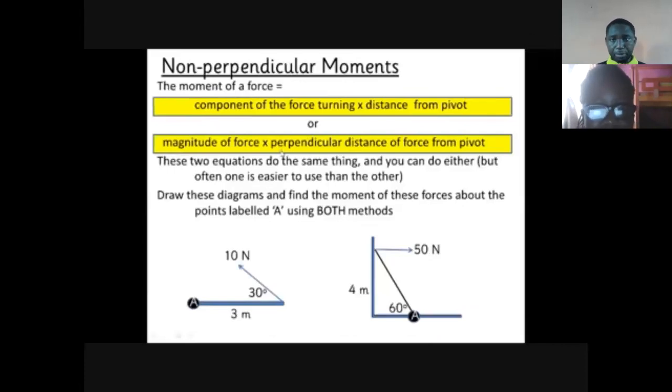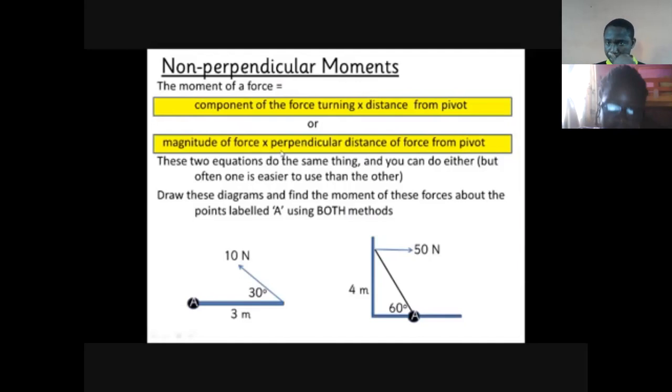Okay, we're going to be looking at non-perpendicular moments. We're going to be looking at this for a little time. Let's just see, I think just a few questions that we might need to solve regarding this. Could you just write this question? Find the moment of these forces about the points labeled A.